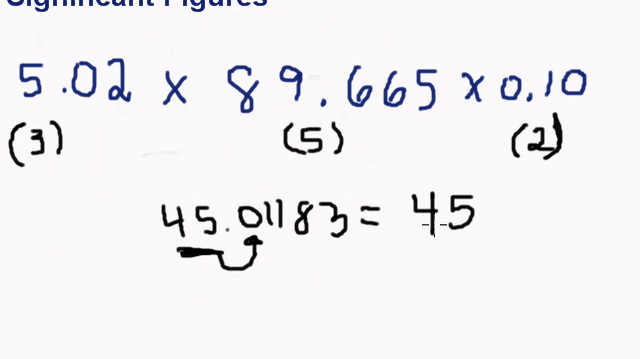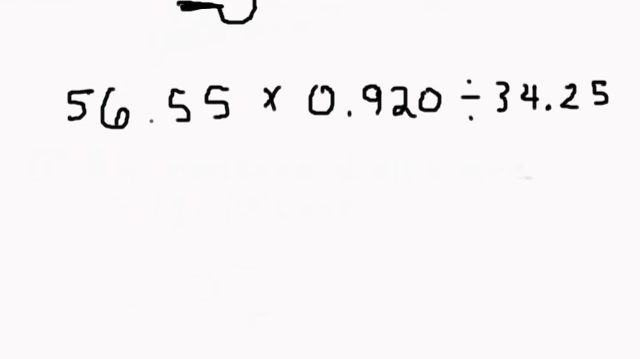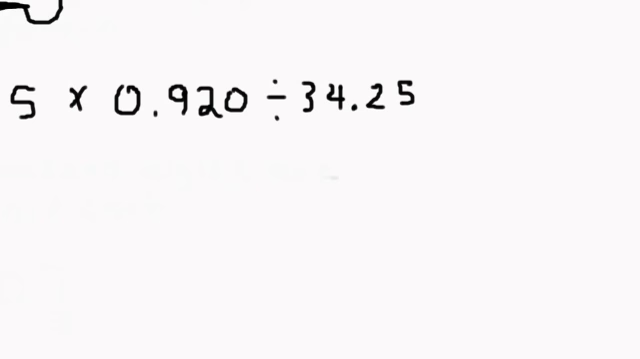Alright, let's do another example. Let's try this: 56.55 times 0.920 divided by 34.2585.